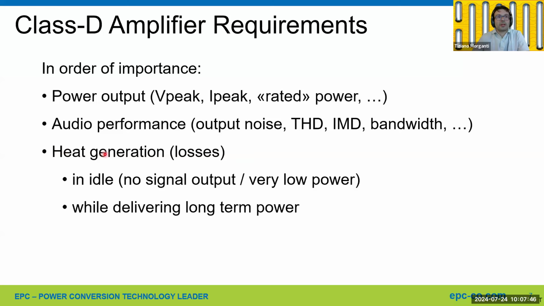is how much heat generation, so how many losses you can afford. Basically, the first two requirements, the power output and the audio performance, are not usually an issue in modern Class-D audio design. Heat generation is one of the differentiation factors, and you need to reduce the idle losses, so the losses when you have very low power output or no signal output. In this case, an audio amplifier stays most of its time in this low output power state. And also, it is important to reduce as much as possible the losses while delivering the long-term power.